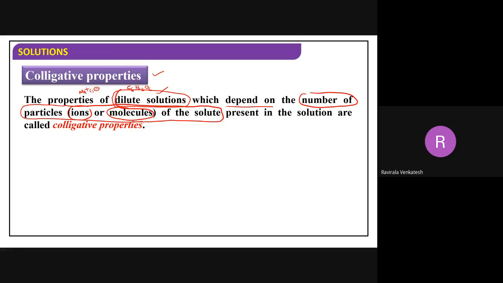The properties of dilute solutions which depend upon the number of particles of solute present in the solution are called colligative properties. Colligative means together. So again, I'm saying this definition: we have to take dilute solution, and whatever properties depend on how many solute particles you have in the solution are called colligative properties, because this is a very, very important definition.